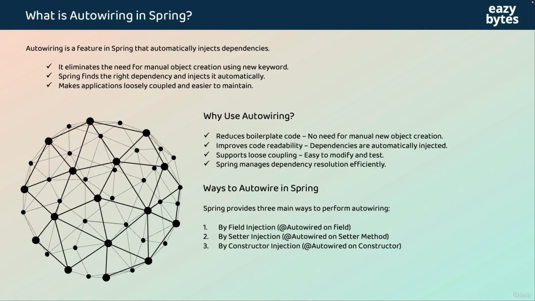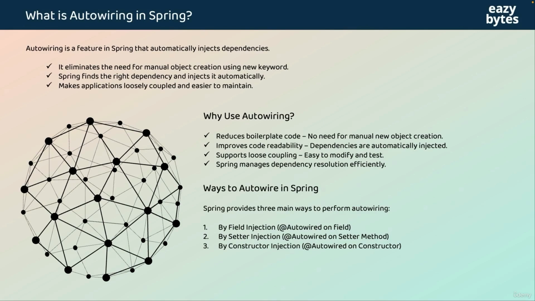With this, what is going to happen? The application is going to become loosely coupled and easier to maintain. I also highlighted a few points on why we should use autowiring instead of manual wiring. These points also convey the same message that we have discussed above. Now let's try to understand how to perform the autowiring inside the Spring framework.